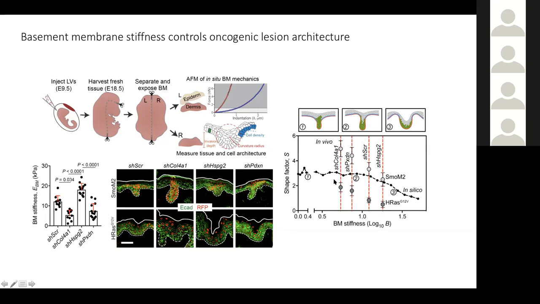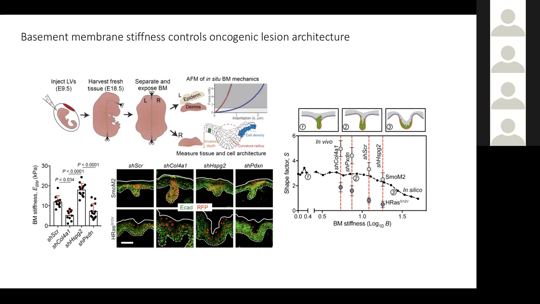But here we do see that indeed, if we change the stiffness, we can affect the shape of these tissues in a way that is consistent with the model, where if we decrease the stiffness, we increase the shape factor. And if we increase the stiffness, we decrease the shape factor. And the trend is similar for both types of lesions.